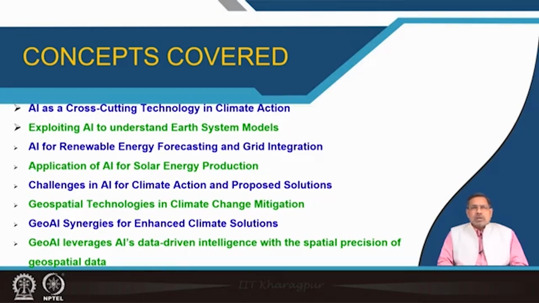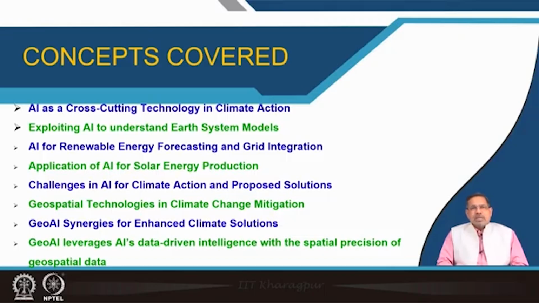The fourth is the applications of artificial intelligence for solar energy production. In the last class we discussed the grid based things as far as solar energy is concerned, that means battery connected, and in terms of storage. So the applications of AI for solar energy production we will discuss, and also we will see what the challenges are in artificial intelligence for climate action and what could be the various solutions that can be proposed towards this.